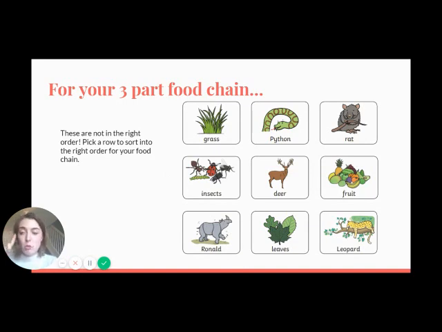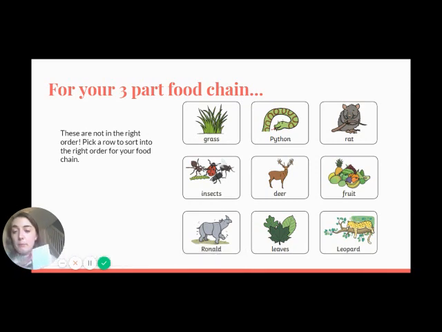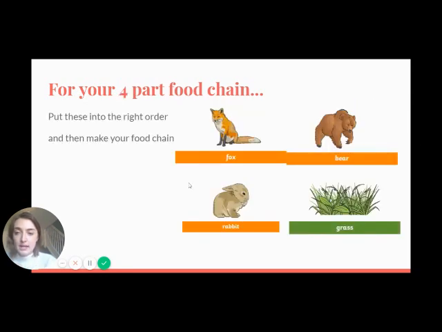You just choose one. So for example, I might choose the middle food chain, and then I would get my folded piece of paper and put them in the right order and label them. And then for your 4-part food chain, these are the 4 animals I'd like you to use. I want you to put them in the right order and then put them onto your food chain. So you've got a choice with the 3-part one. You've got 3 choices, but for 4-part, we're all going to make the same one.